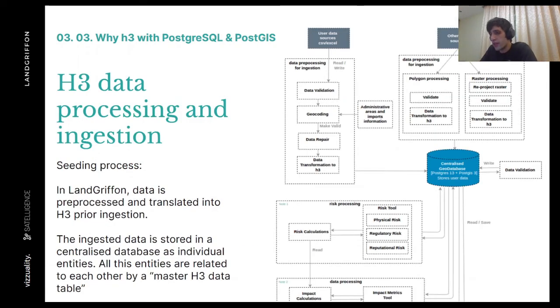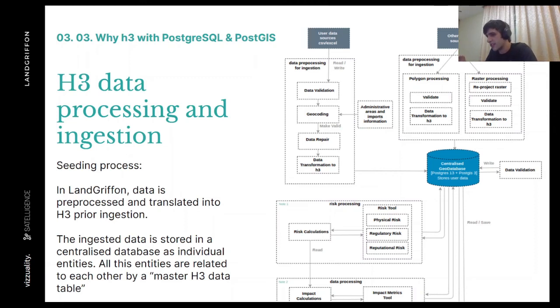How do we work with H3 in LandGriffon? So we have mainly two data sources, what we call the seed process and the user data. The seed process is ingesting the data that is part of the core system and required for minimal platform usage. We ingest a variety of different datasets, for example, global biodiversity loss data, production or harvesting data for different materials, and those can come in different formats. So some pre-processing is done, as the one mentioned earlier, to finally store it as H3 indexes in the database.